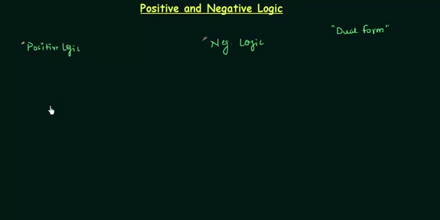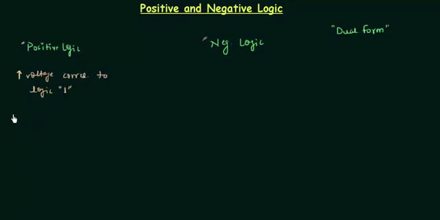The only thing that you have to keep in your mind regarding positive logic is that the higher voltage corresponds to logic 1, and the lower voltage will correspond to logic 0. So this is the only thing that you have to keep in your mind regarding positive logic.